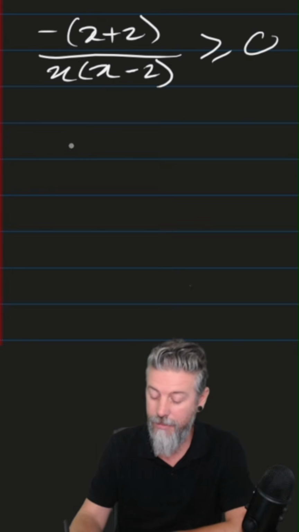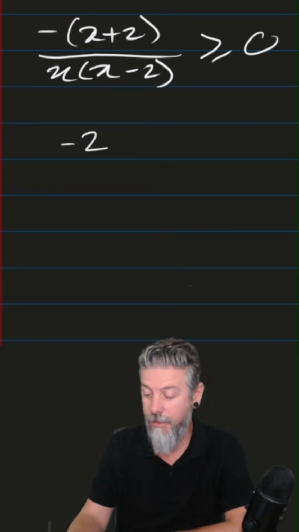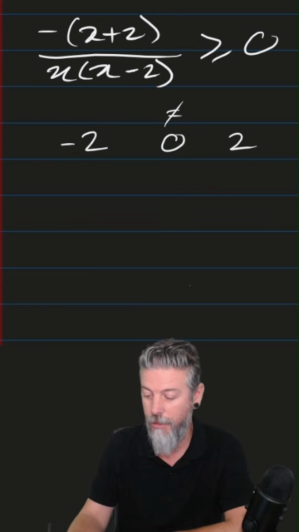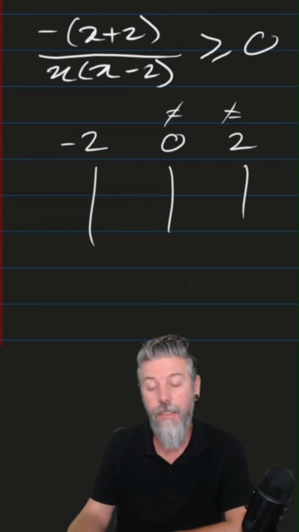In the top there is a -2. In the base, there is a 2 and a 0. We can see that 2 and 0 are not equal to. We can't include them in our answers because they're in the base. And then we go and chuck some values in these four regions.